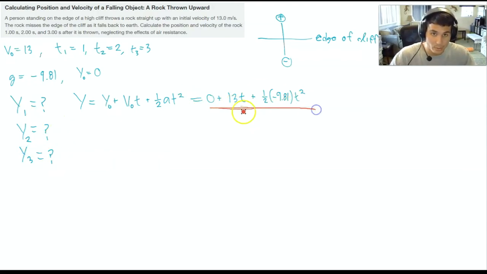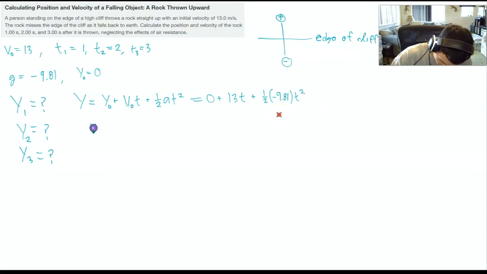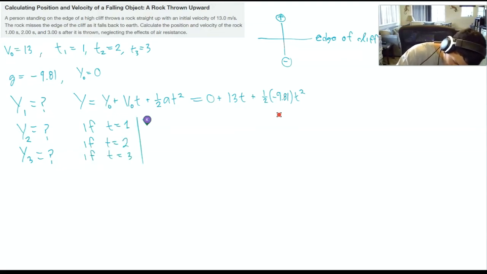And all we've got to do is just put in the times. So we'll go like this. y1 equals, well, let's do this. If t is equal to 1, if t is equal to 2, if t is equal to 3. y1 is equal to, y2 is equal to, y3 is equal to.